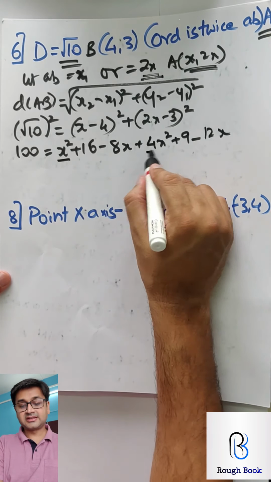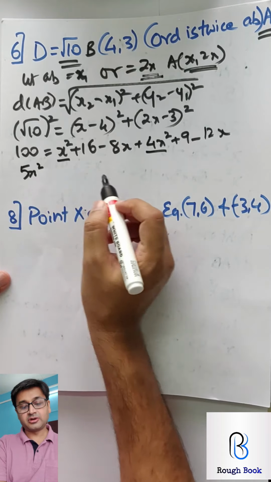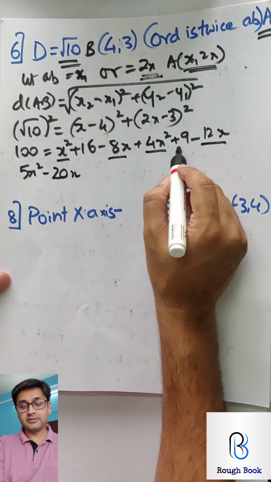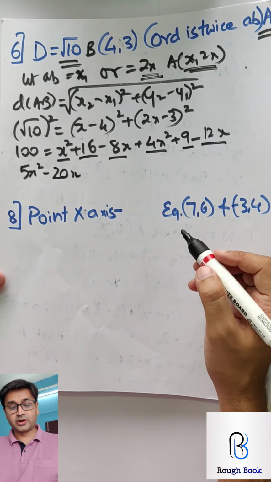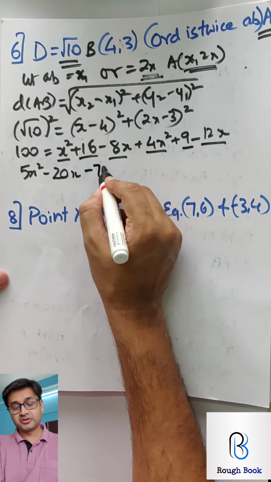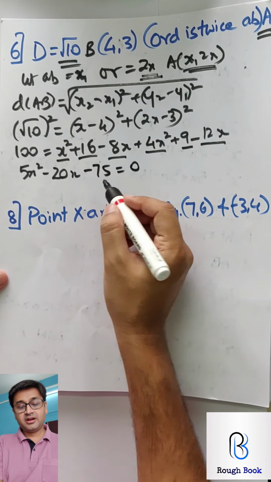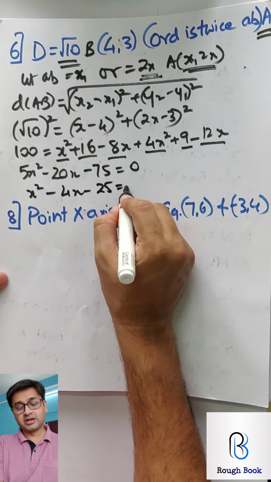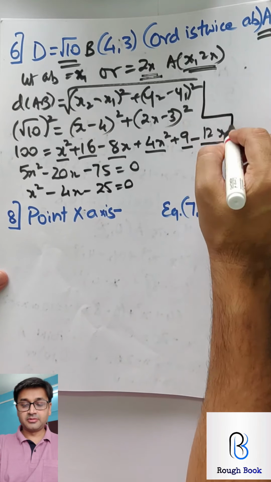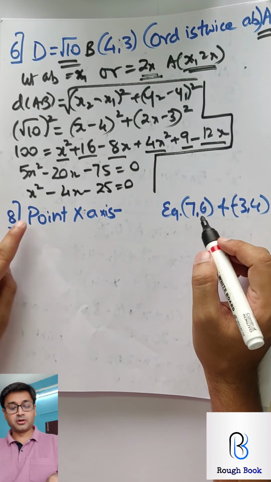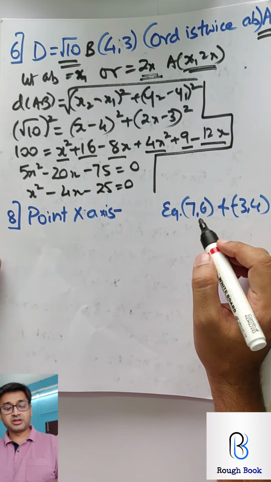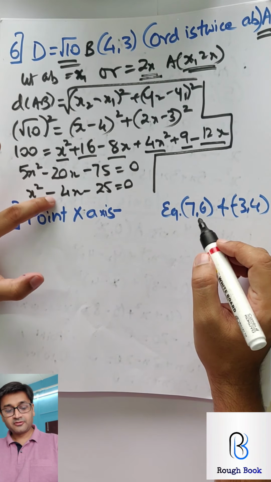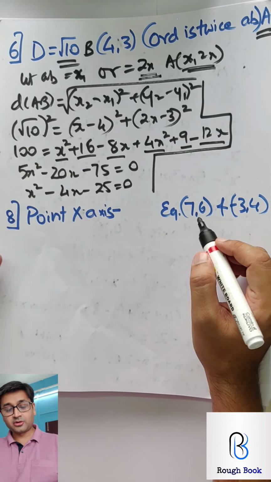Perfect. So x square and 4x square will give me 5x square. Minus 8x minus 12x will give me minus 20x. 9 plus 16 is 25. 100 coming on this side, so negative 75. Dividing by 5, so x square minus 4x minus 25. Now we'll have to split the middle term and see how we can work it out. So for x square and 25, what can I take? It is only 5 5s are 25.